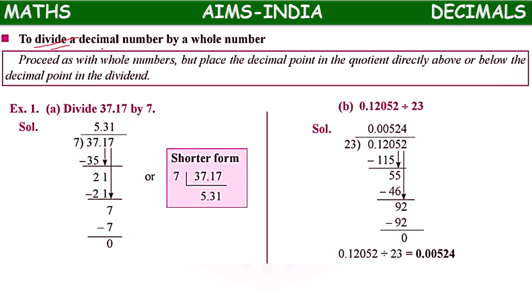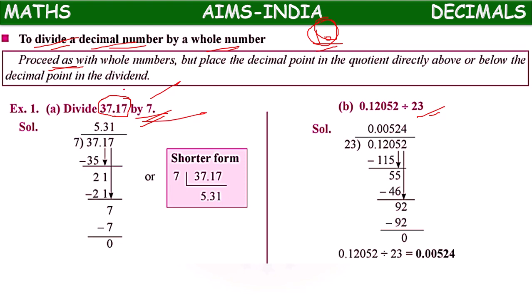Next, to divide a decimal number by a whole number other than 10 or powers of 10, like normal whole numbers like 7, 23, with those numbers, how to divide a decimal number, that we have to learn. So for this, suppose 37.17 is there. Divide 37.17 by 7.